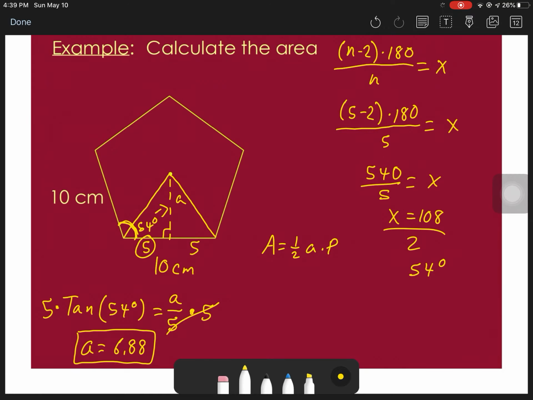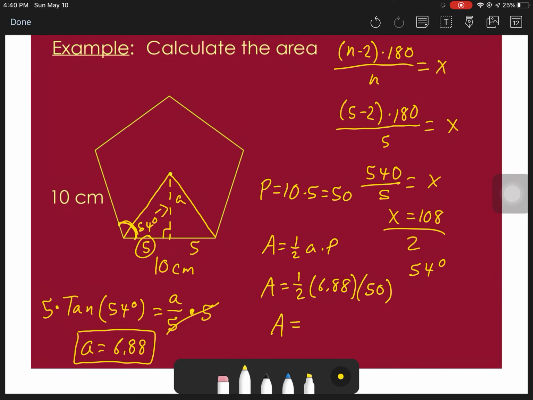Perimeter for this one's pretty nice. So each side is 10. It's a regular pentagon, so all sides are 10, and penta means 5, so perimeter equals 10 times 5, which equals 50. Area equals 1/2, and then the apothem we found to be 6.88, and the perimeter we found to be 50. So let's get our final answer here.